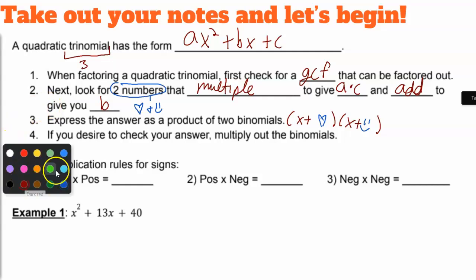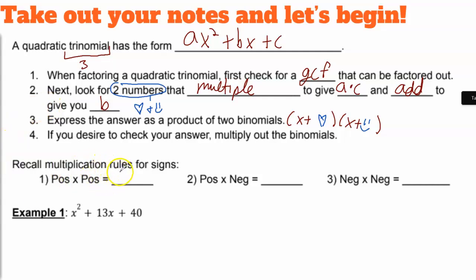Okay, quick review of multiplication rules. A positive times a positive is a positive, a positive times a negative is a negative, a negative times a negative is a positive. So as I look here, let's do step one. I don't see a greatest common factor I can factor out. Step two, two numbers that multiply to a times c. So let's identify what a and c are.